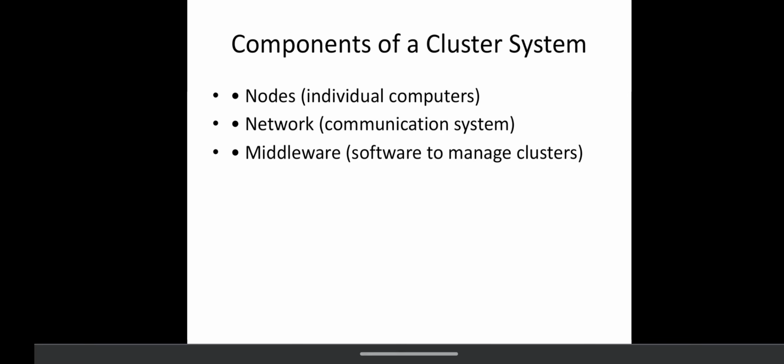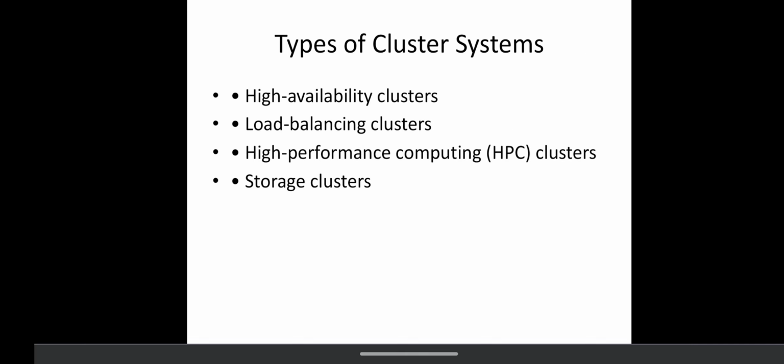And then the components of cluster system: nodes, which are the individual computers, the network communication system, and middleware, which is software to manage the cluster. So the components are the nodes, network, and middleware software to manage the cluster.